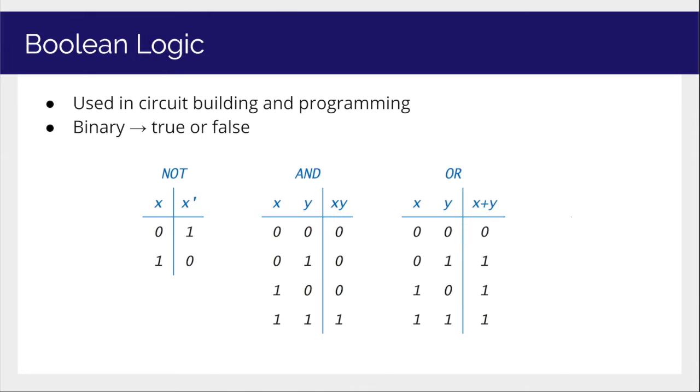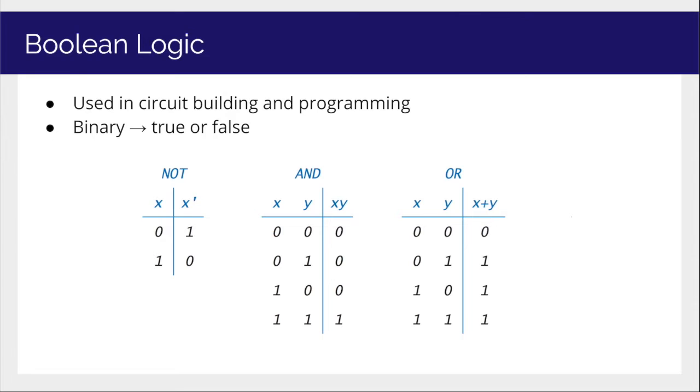In the first row, the output is 0 because both x and y are 0. While in the second, third, and fourth rows, at least one of the inputs is true. So then the output would be true, or 1.